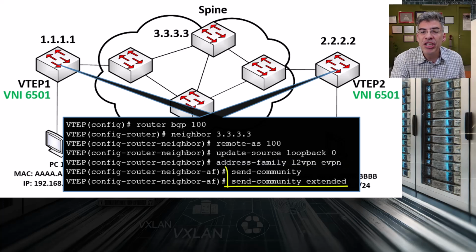Once again, we enable our BGP extended communities. Now note here that there's no specific configuration to make this BGP peer a route reflector client. This was taken care of at the spine, which is the route reflector itself.